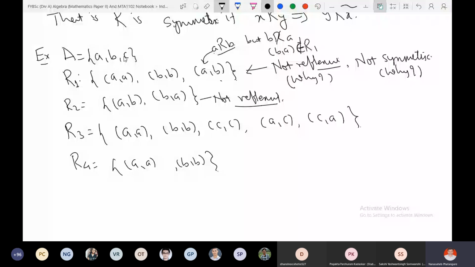Is it symmetric? Yes, sir. Yes, it is symmetric because whenever A is related to B, B is also related to A. That's it. So symmetric.